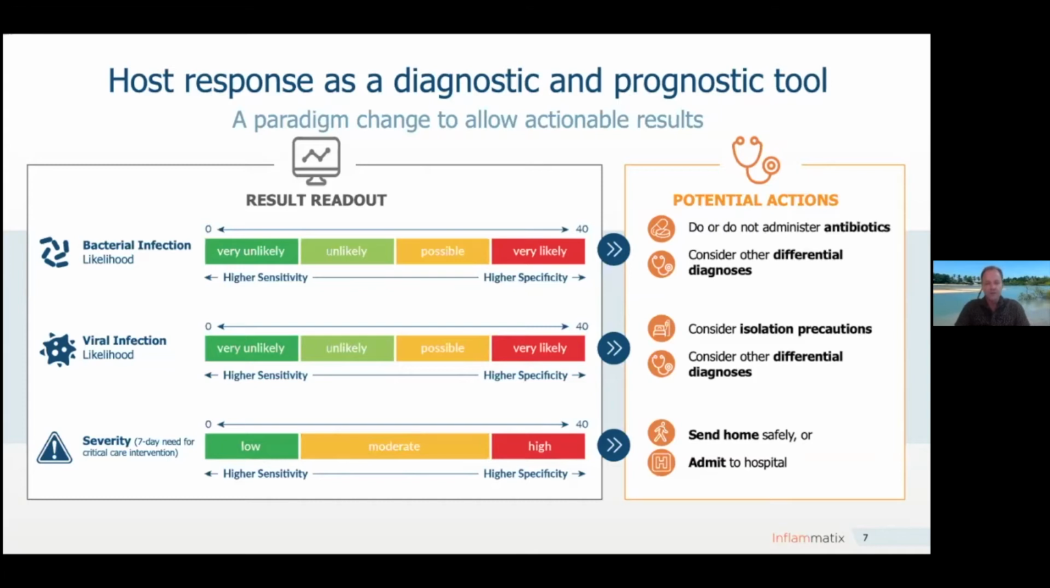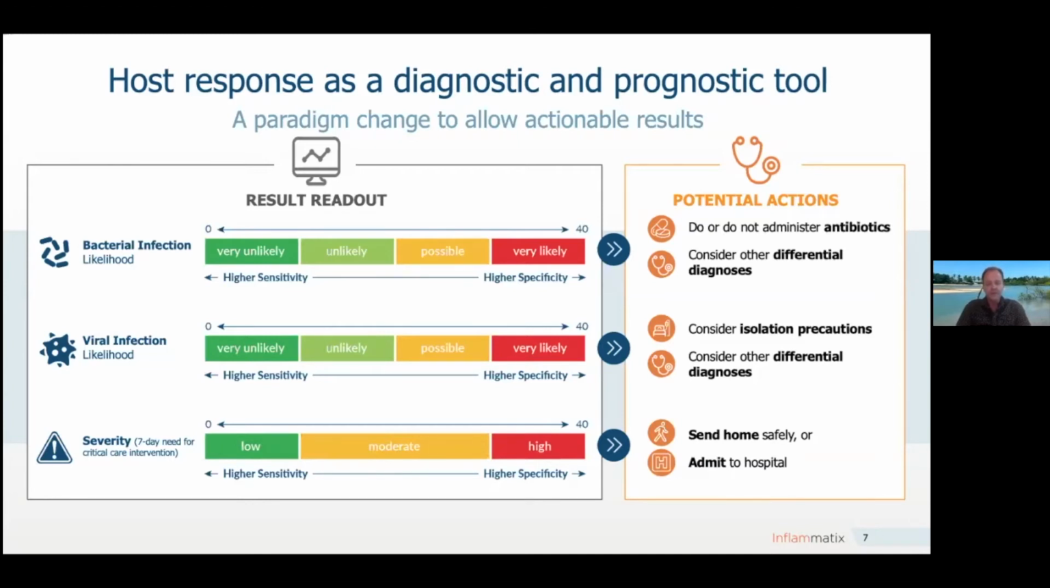What we're showing here on the left is an ideal host response test and the readout it would come with. And on the right, you would have the potential clinical actions that are associated with these results. So let's look at the left panel.